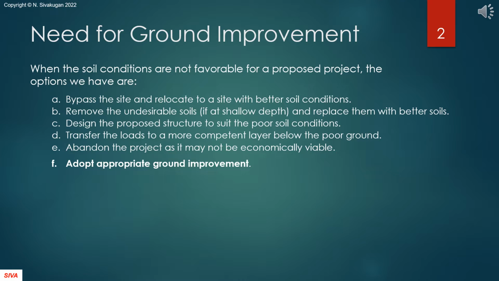When the soil conditions are not favorable for a proposed geotechnical project, there are few options. The obvious ones are to relocate the project to a site with better soil conditions, replacing the problem soil with better soil, etc. We can also improve the existing ground through one of the many ground improvement techniques. The simplest of these is compaction.